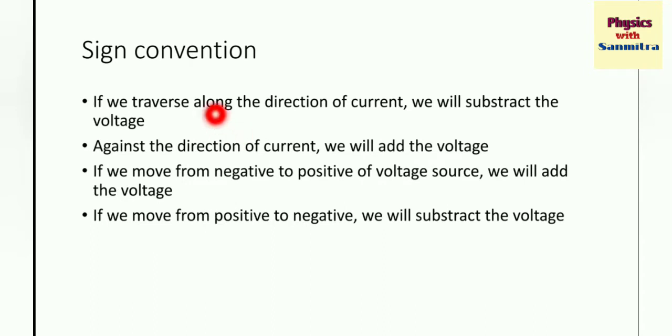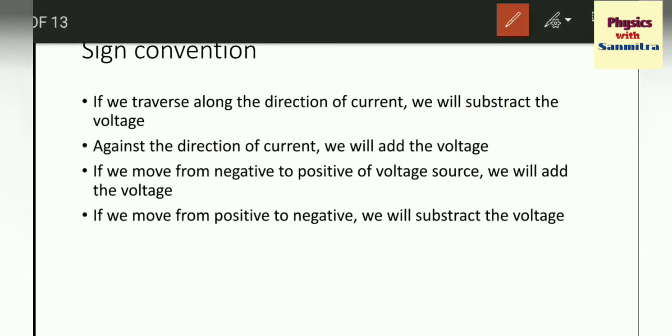Okay. Now the sign convention. This is the topic where students struggle the most. If we traverse along the direction of current, we will subtract the voltage in a resistance. Here also it is in case of R. Let me explain this. Suppose I have a resistance. Say the resistance value is 2 ohm. Just understand this very carefully.